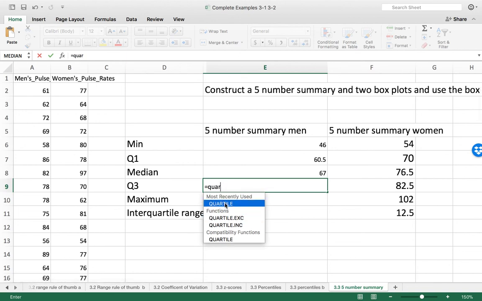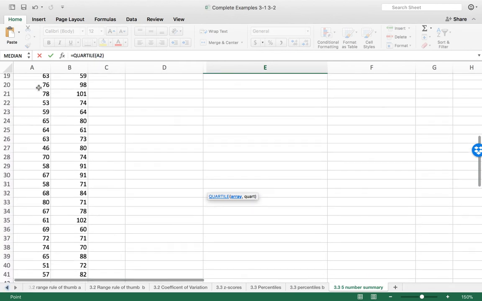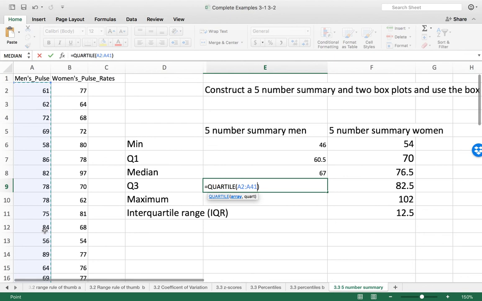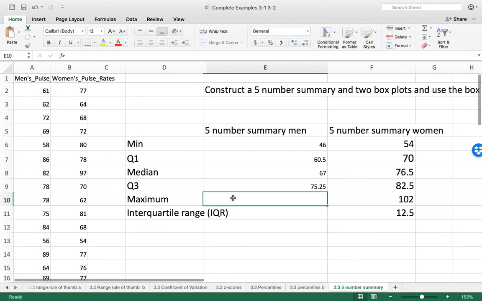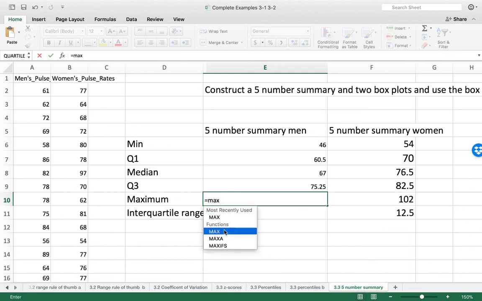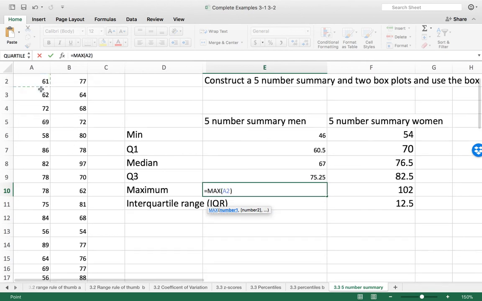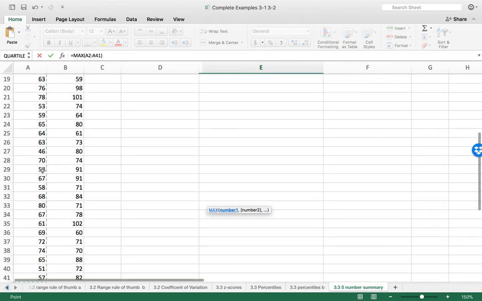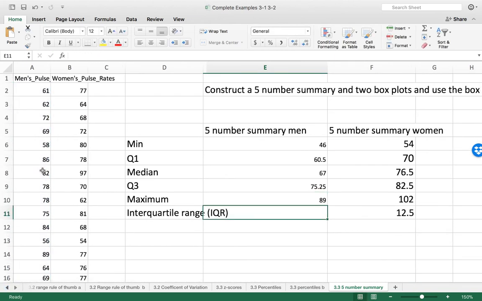Okay, let's do another quartile. Quartile 3. So we'll select our data. Comma 3 for the third quartile, where the 75th percentile is actually 75.25, and we need the maximum for the men. So we'll select the data. Okay, and the maximum is 89.